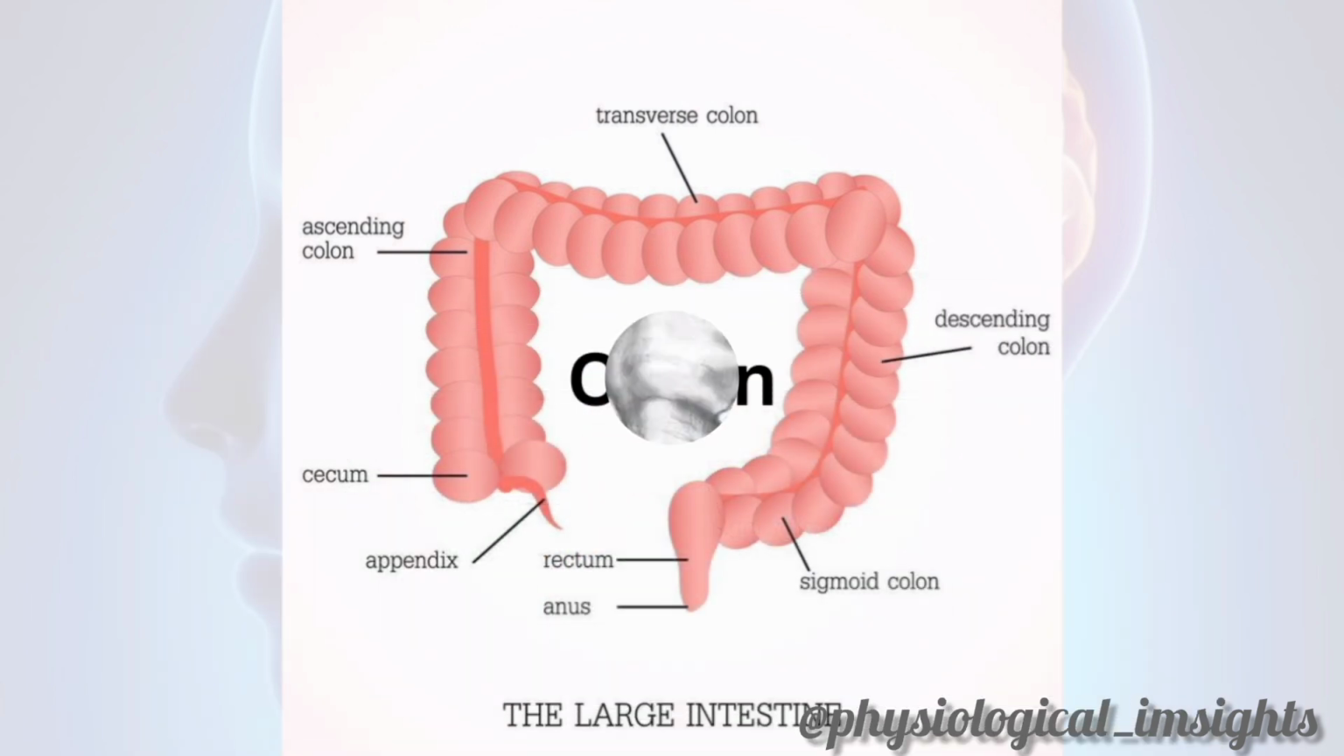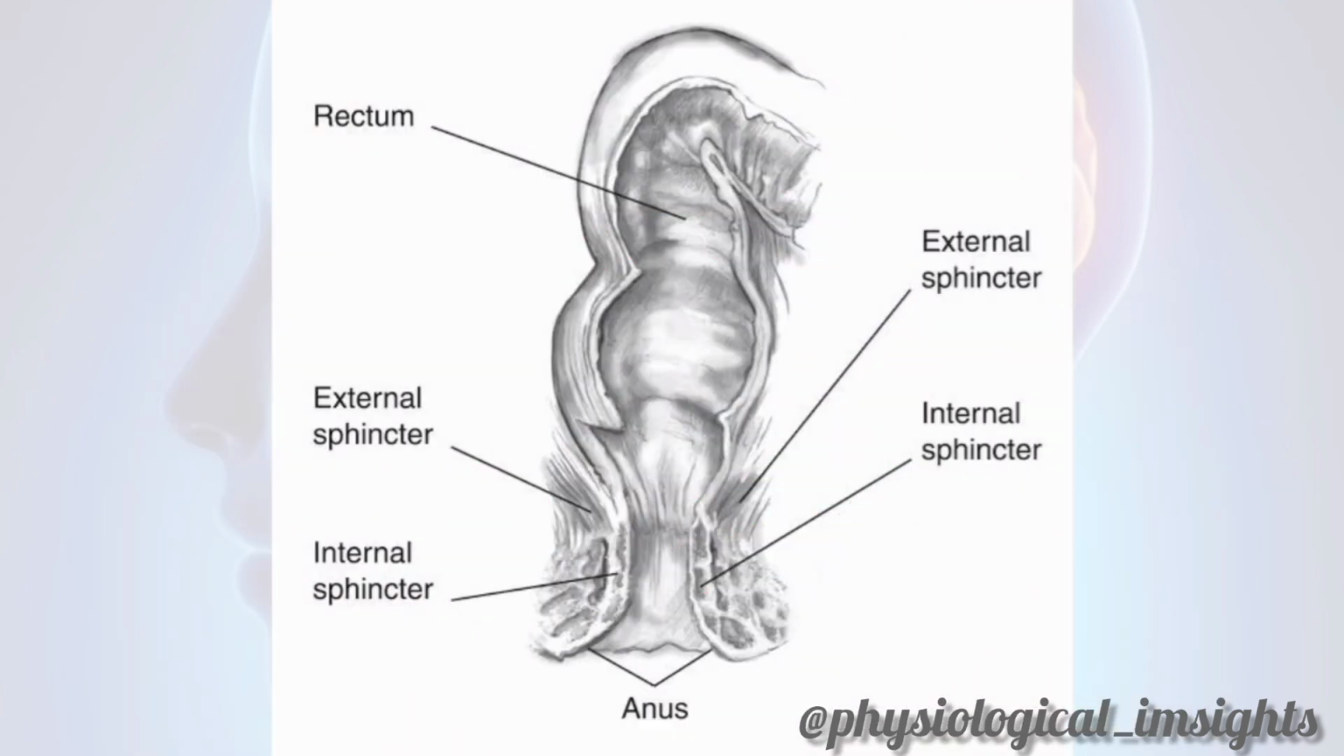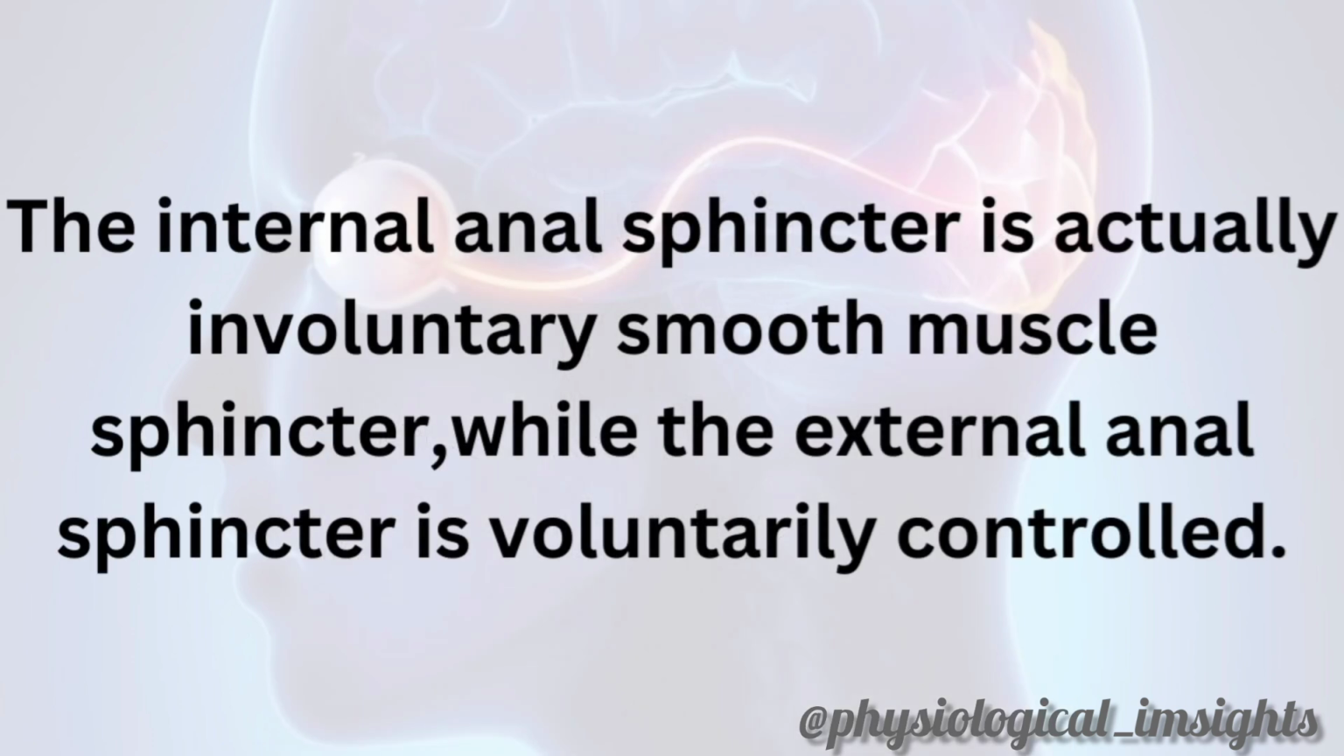And in the anus we can also find 2 sphincter muscles, which are the internal anal sphincter and the external anal sphincter. The internal anal sphincter is actually an involuntary smooth muscle sphincter, while the external anal sphincter is voluntarily controlled.